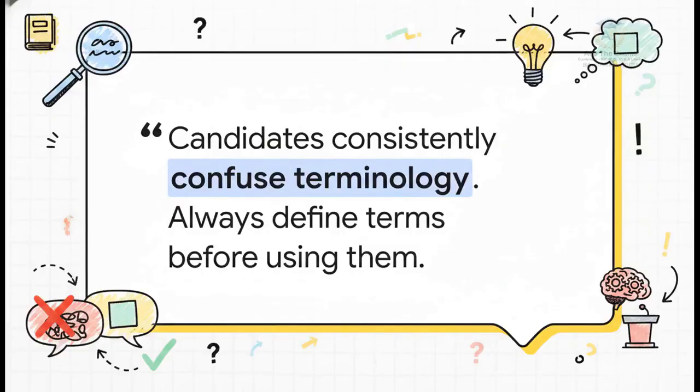Time for a code review. I want you to pay close attention to this massive examiner alert straight from the mainframe. The principal examiner report says, candidates consistently confuse key terminology. Always define terms before using them in extended responses. This is a huge warning. Do not assume the examiner knows what variable you're referencing. Define your terms clearly right out of the gate to prove your exact knowledge and understanding.